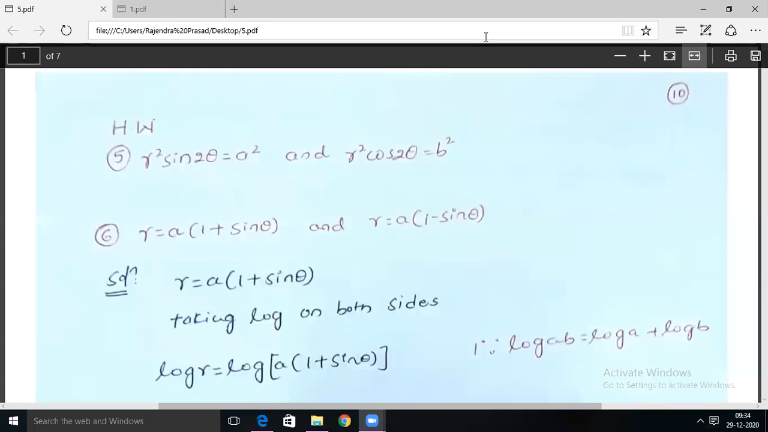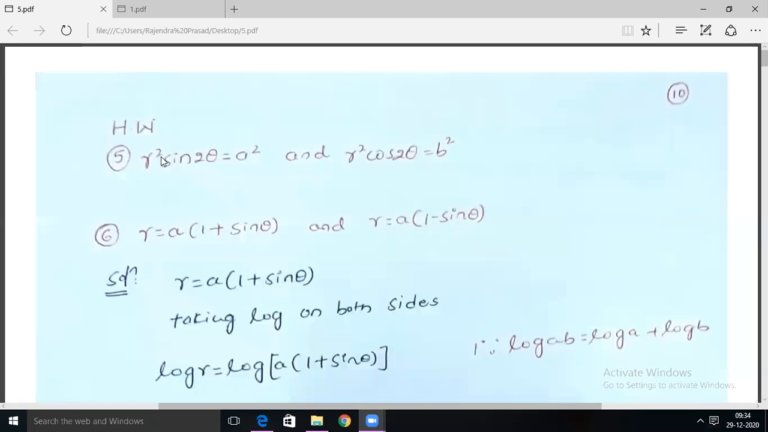Two polar curves intersect orthogonally, right? Here is the homework problem, problem number 5: r² sin 2θ = a² and r² cos 2θ = b². First we shall consider the first polar curve, r² sin 2θ = a².